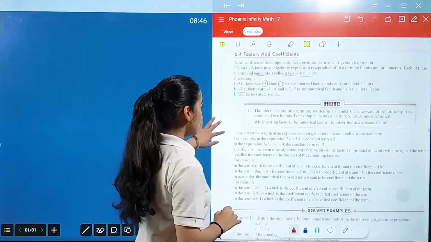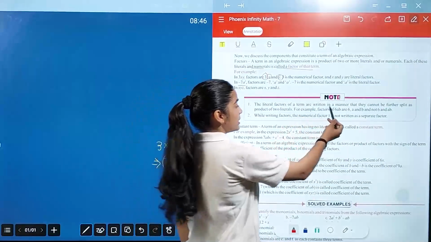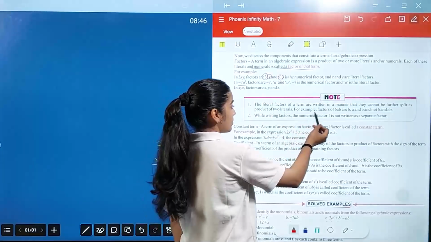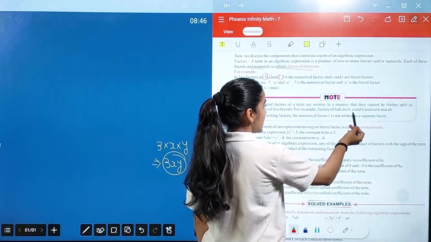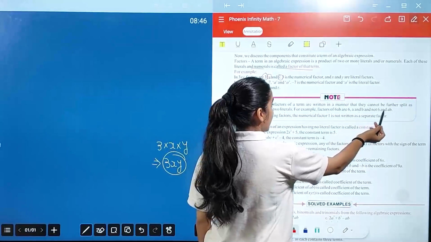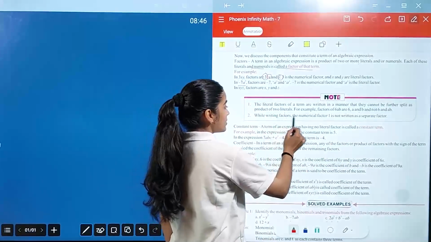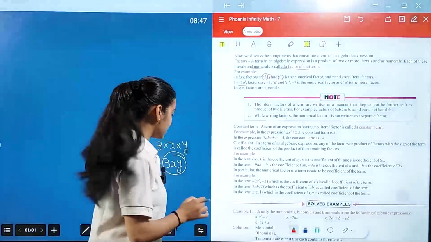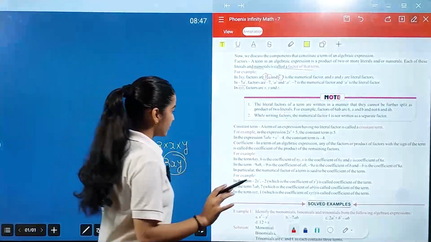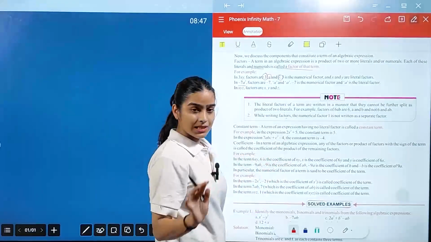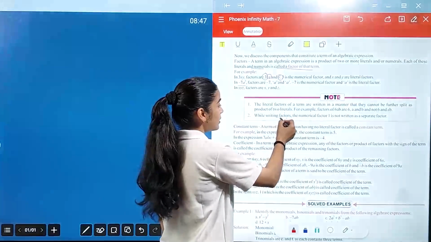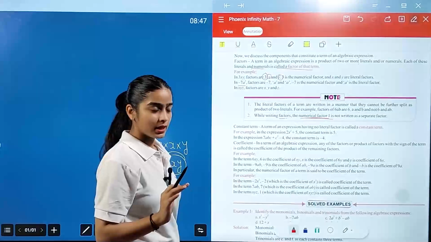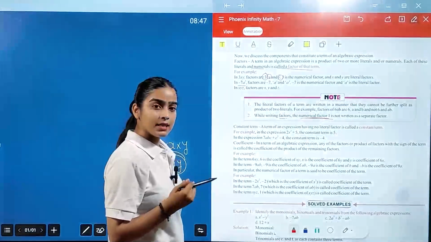square. Now the literal factors of a term are written in a manner that they cannot be further split as a product of two literals. For example, the factors of 6ab are 6, a and b, and not 6 and ab. While writing factors, the numerical factor 1 is not written as a separate factor. So you just have to consider that whenever you write factors, the numerical factor 1 is not written as a separate factor.